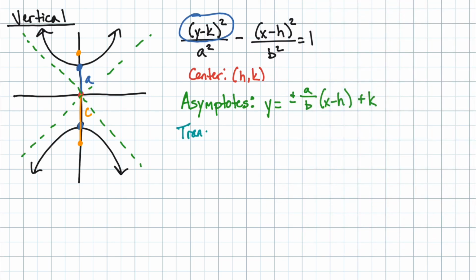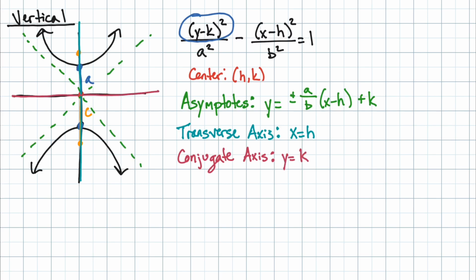And this time, the transverse axis, that's the one, remember, with the foci and the vertices. So this time it's a vertical line, so that's x equals h. And you have the conjugate axis at y equals k, because that's a horizontal line.